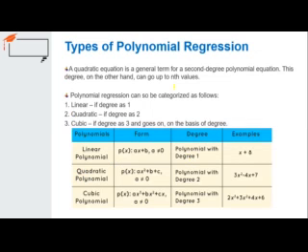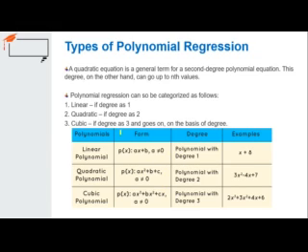And also, types of polynomial regression. There are three types of polynomial. Before that, we should know that quadratic equation is a general term for a second degree polynomial equation. It is linear if the degree is 1, quadratic if the degree is 2, and cubic if the degree is 3, and so on, based on the degree only. So linear polynomial, quadratic polynomial, cubic polynomial, where you have the conditions, form, degree and example given here.